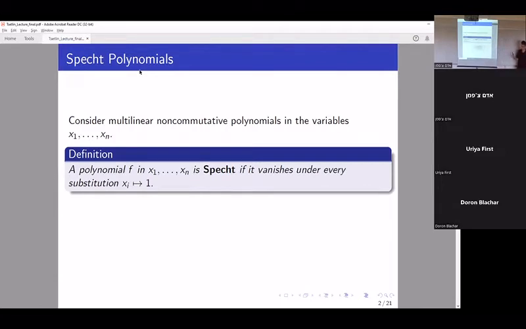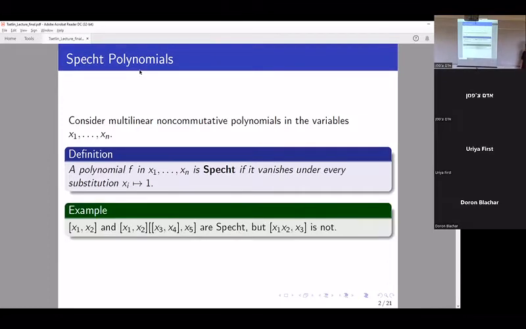These polynomials appear naturally when you study polynomial identities, because every polynomial identity can be explained by Specht polynomials. When we want to study the subspace of Specht polynomials, for example, the commutator is Specht, and we can also take the product of the commutator and an iterated commutator. All of them will be Specht polynomials. But if we take a product in this commutator, then it will no longer vanish when we substitute x1 to b1. Now, there is a nice description of the Specht polynomials.